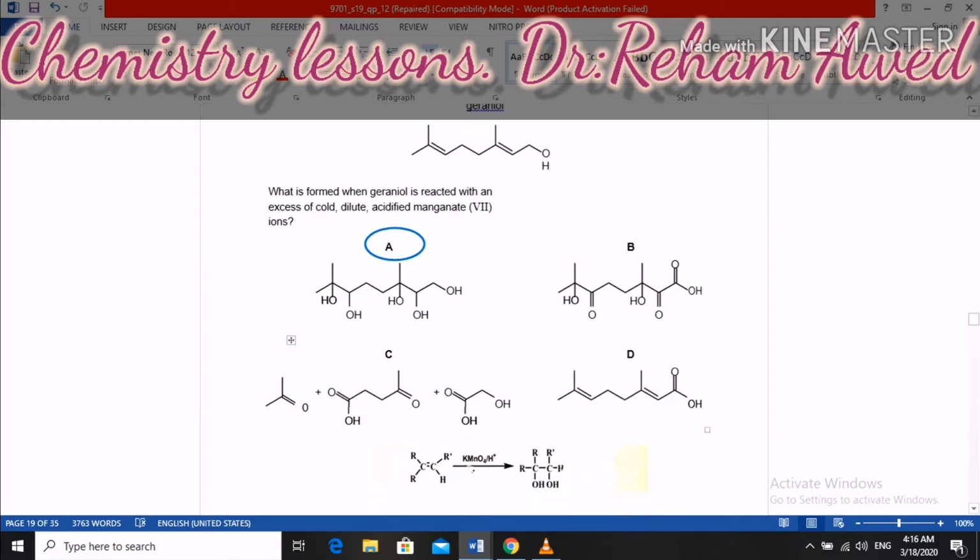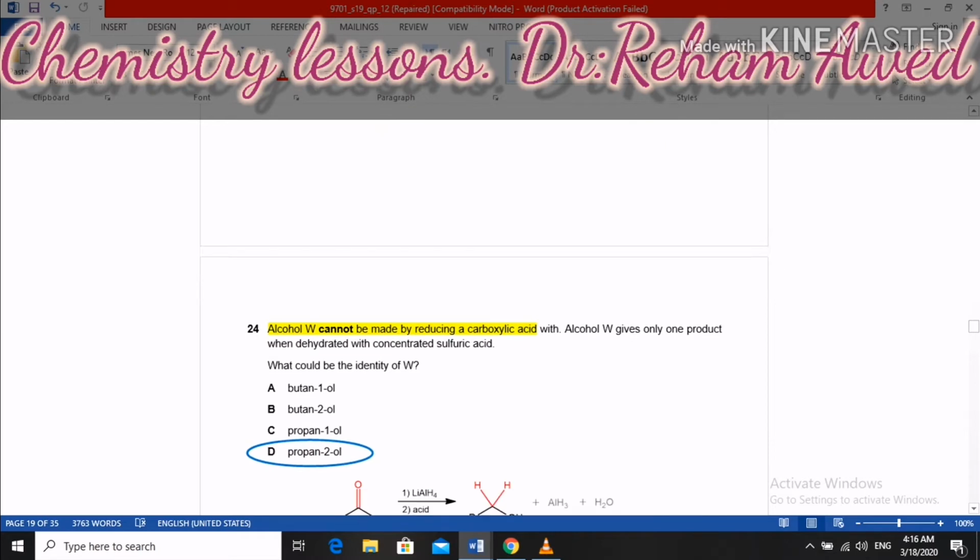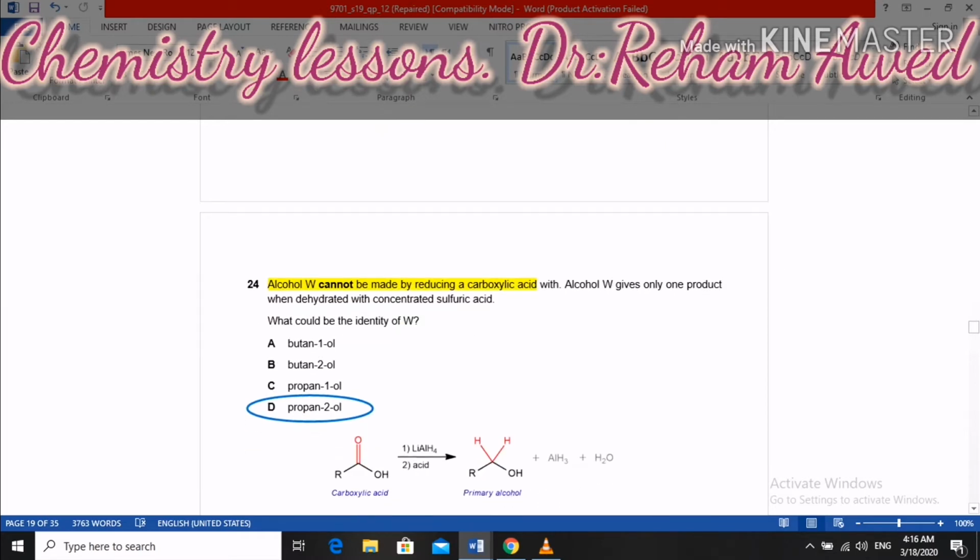Okay? Question number 24. Alcohol W can't be made by reducing a carboxylic acid. Alcohol W gives only one product when dehydrated with concentrated sulfuric acid. What could be the identity of W?